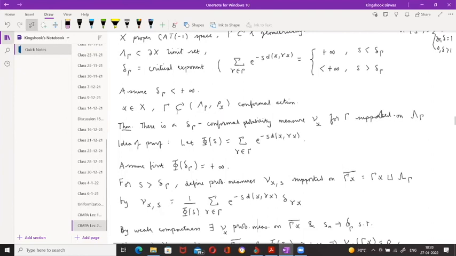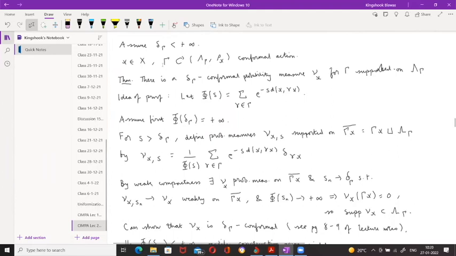All right. Now, we know that gamma acts on the limit set, equipped with a visual metric, as a conformal action. Then the theorem of Patterson and Sullivan: they did it for hyperbolic manifolds, but later it was generalized to CAT(-1) spaces, with essentially the same construction. There is a delta gamma conformal probability measure nu x for gamma supported on the limit set, where delta gamma is the critical exponent. This measure is called the Patterson-Sullivan measure for the group, based at the point x.